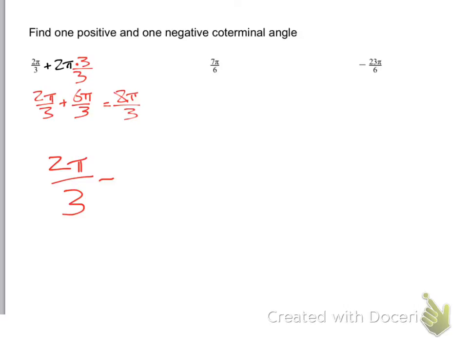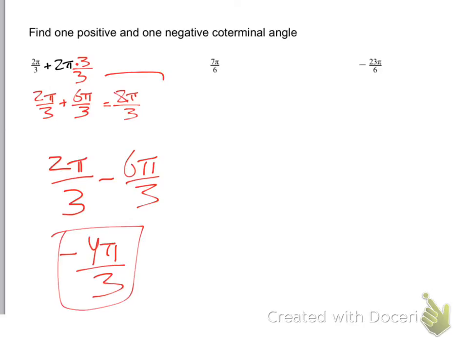I've already found what 2 pi is as a common denominator. Why wouldn't I use that to my advantage? Why do more work than I have to? I already know that 2 pi, to have a common denominator with 3, is 6 pi over 3. So that way now, when I subtract, I end up with negative 4 pi over 3. Positive and negative coterminal angle.